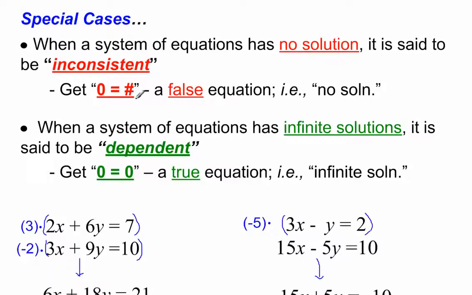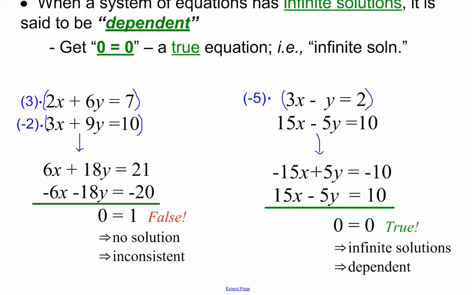So if your variables drop out and it's false, that's bad, no solution. If your variables drop out but what results is true, then it's good. You get lots of solutions, that infinite system. So let's look at two cases here.